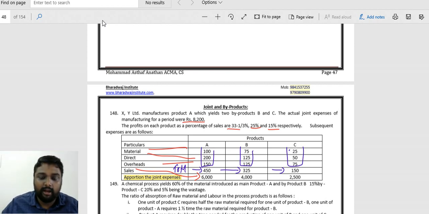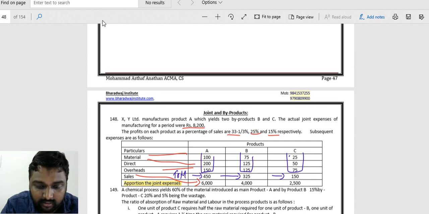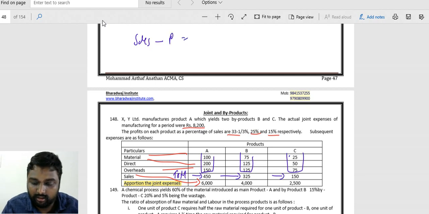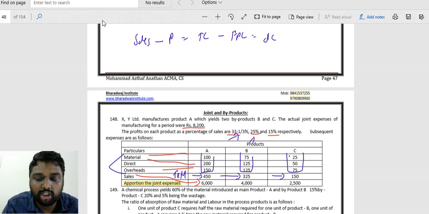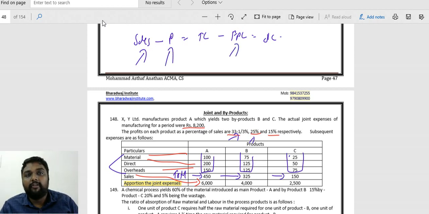Is it sure, sir? Yes. Why? You have the sales. From the sales, you have the profit which is highlighted here. You will get total cost. You have your further process cost. Balance will be what? Share of joint cost. Got it? You have your sales, you have your profit, you will get total cost. You reduce the further process cost, you will get your joint cost. Are you ready?